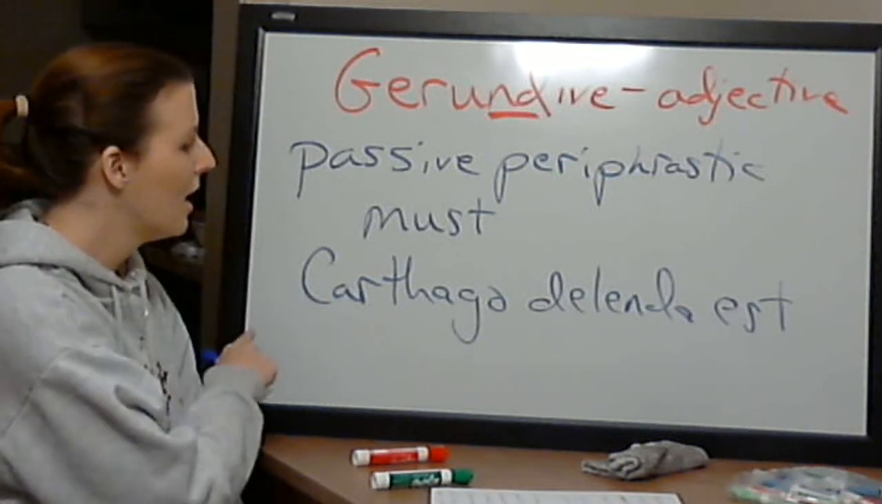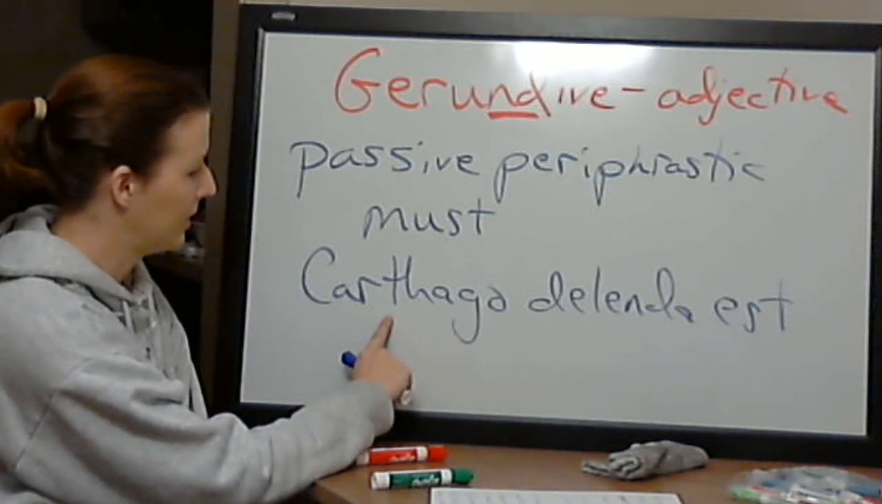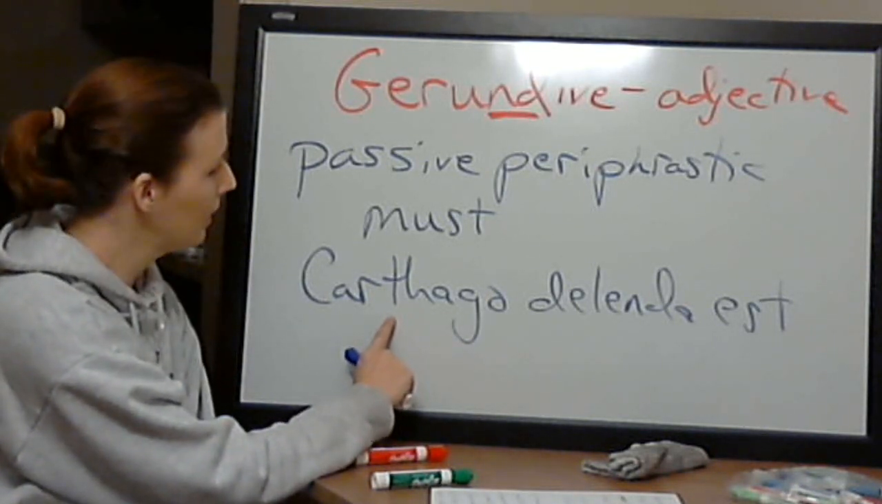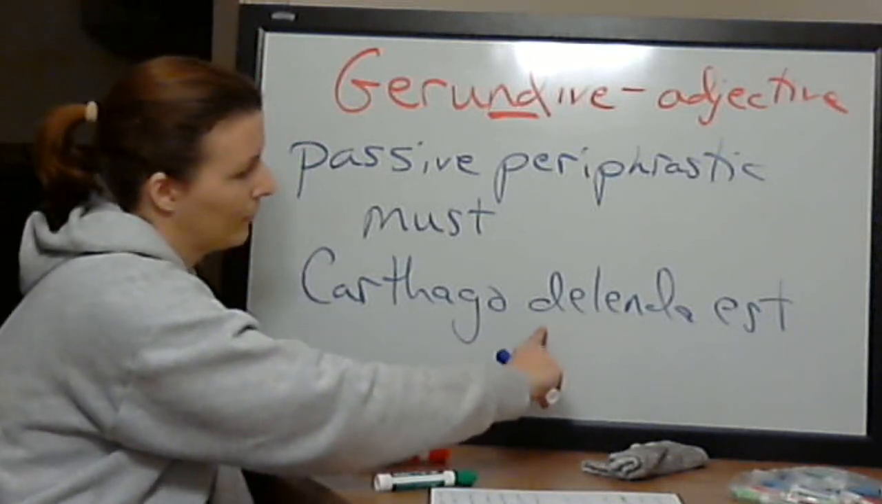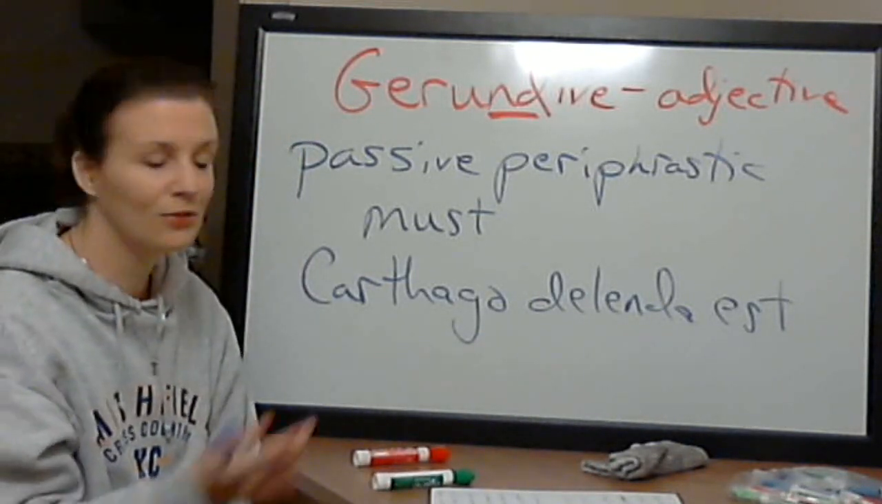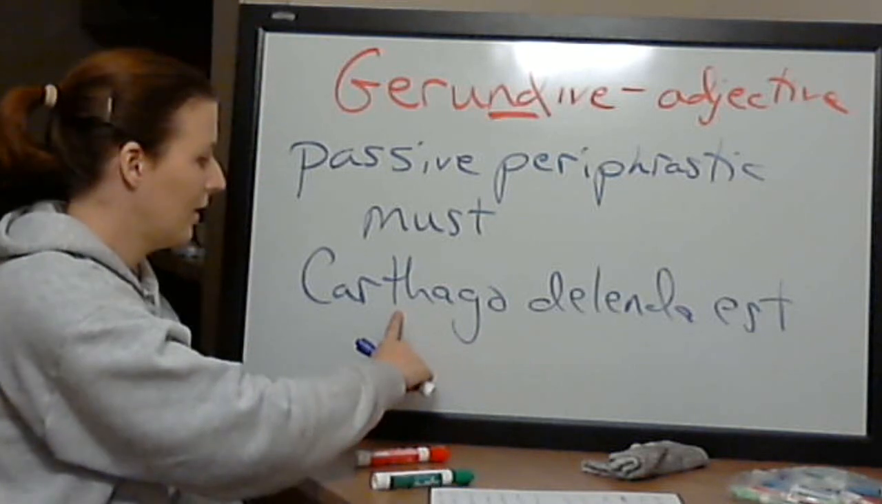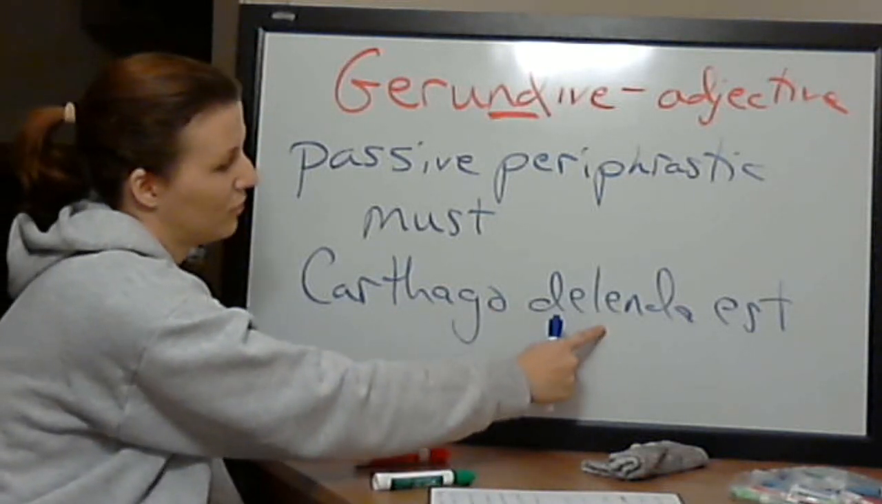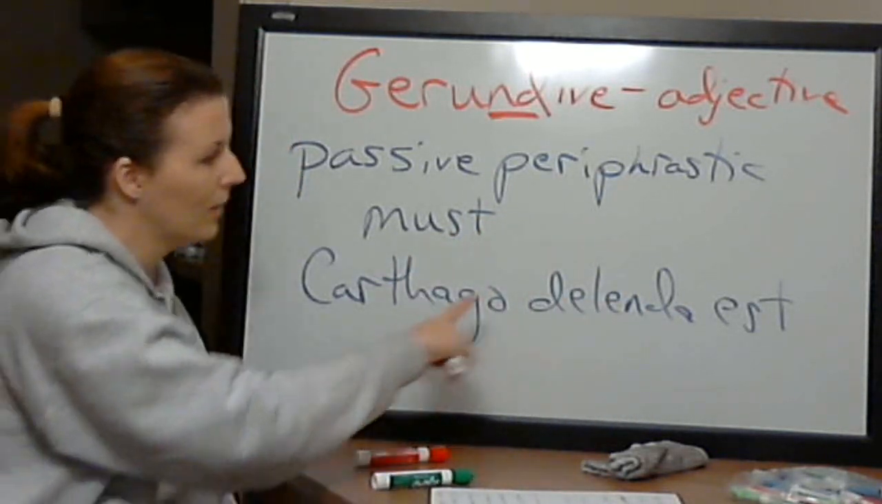Romans got tired of it. But what we have is a feminine singular noun, Carthago, the city. Delenda, which means about to be destroyed, and it's feminine to agree. And so we know that this is a gerundive and not a gerund. It's feminine to agree with Carthago, est.